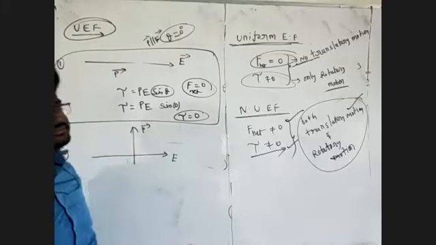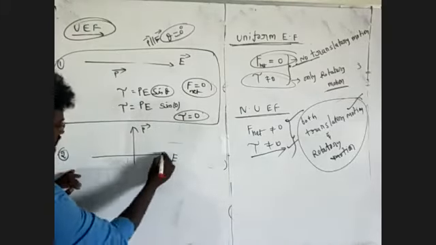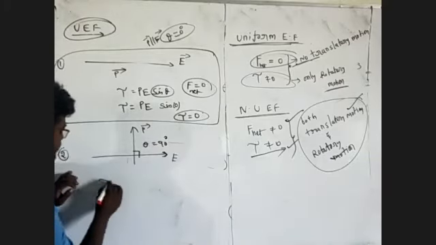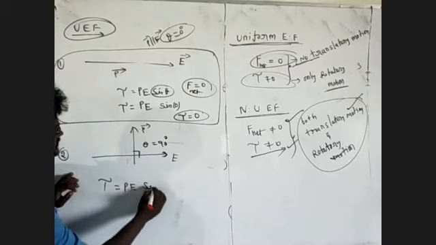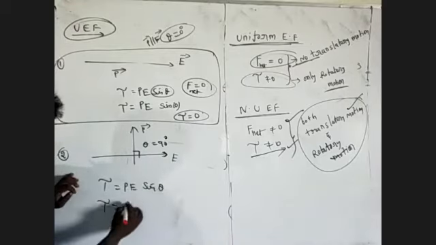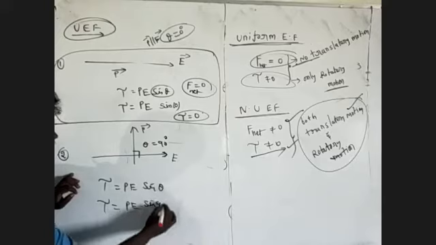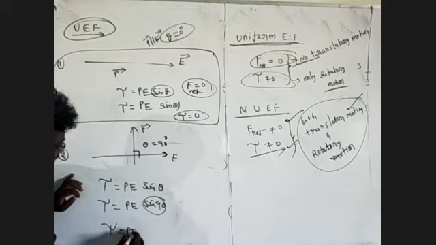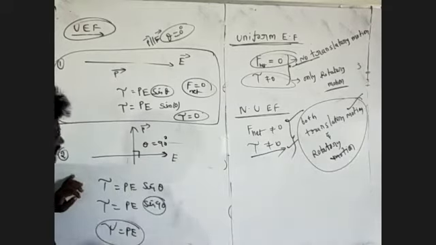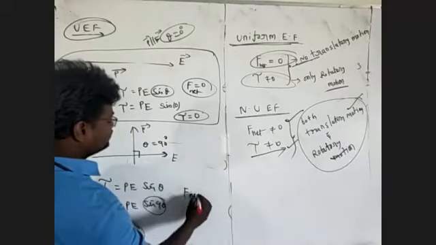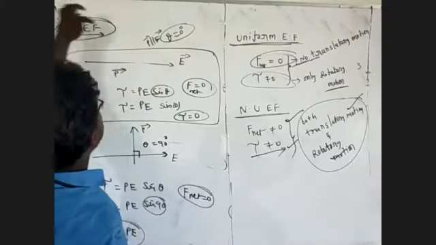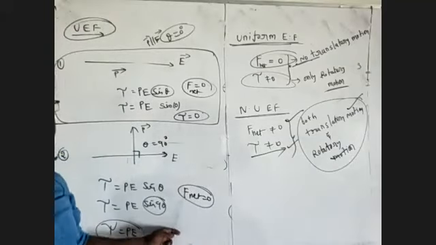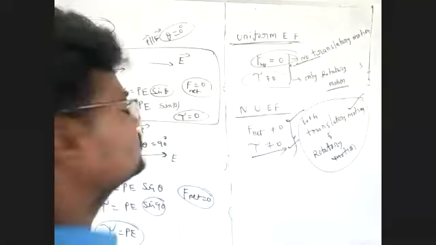Force is also 0. Now in this situation, what is the angle between P bar and E bar? 90 degrees. Tau is equal to PE sin 90 degrees. Sin 90 is 1, so tau is equal to PE. This is the maximum torque. But the net force is equal to 0, because the electric dipole is placed in a uniform electric field.